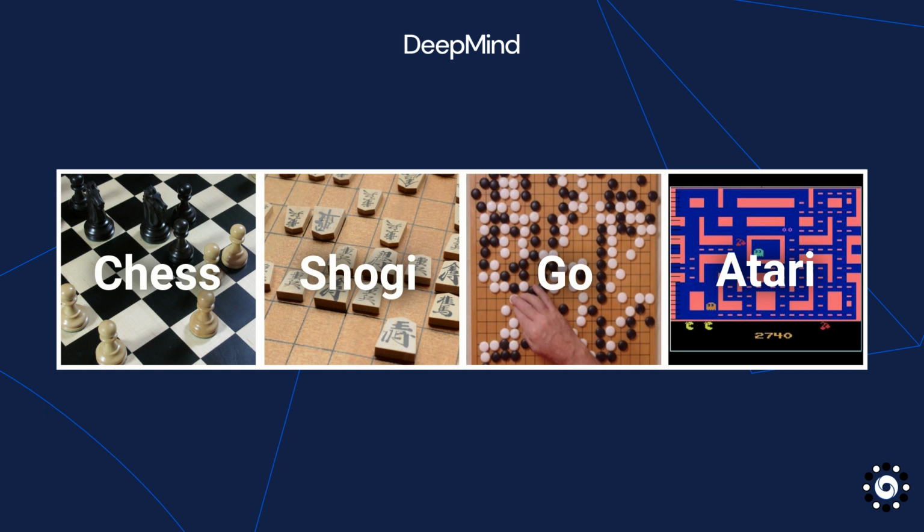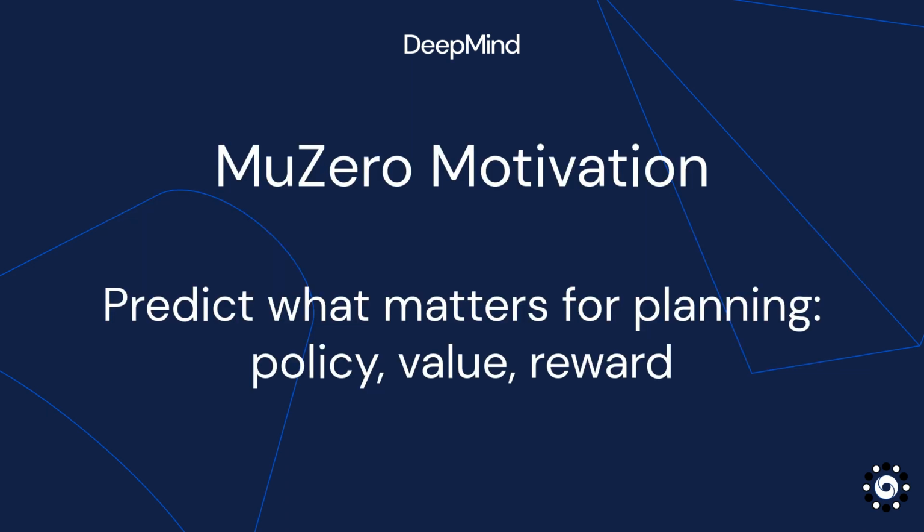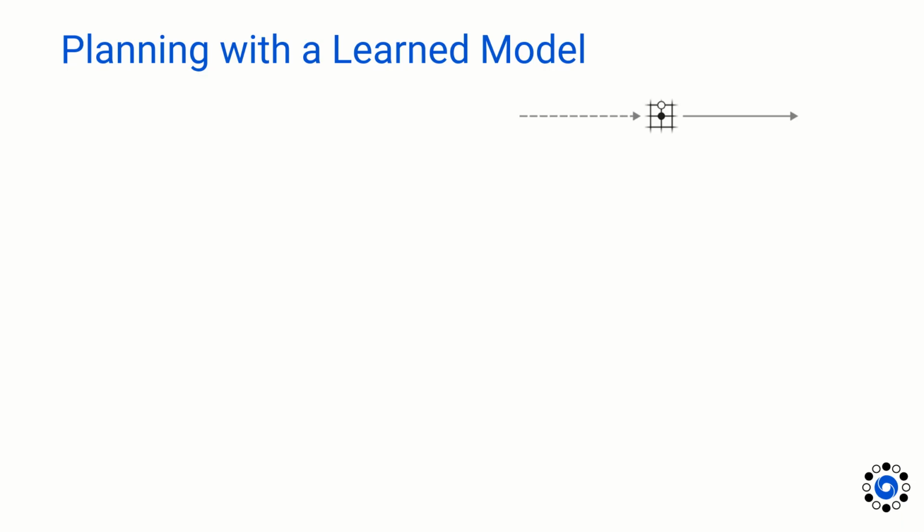And the question we asked ourselves was really, what is the minimum that we need for planning, for search? What do we really need to learn and to predict? And the main motivation for us was that we want to predict the policy, the value, and the reward. This is what we use in the Monte Carlo tree search. So let's look at how we build a model that gives us these quantities.